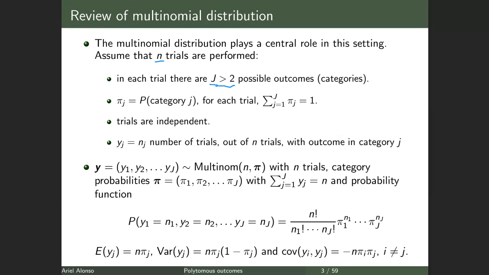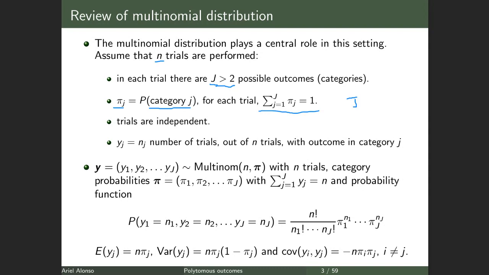Then let's call pi j the probability that outcome j happens. So in each of these trials, you may have j possible outcomes. Let's call pi j the probability that you will get category j, the probability that outcome j will happen. And obviously, these probabilities are going to sum up to 1 because in each trial, one of these j categorical events is going to happen.